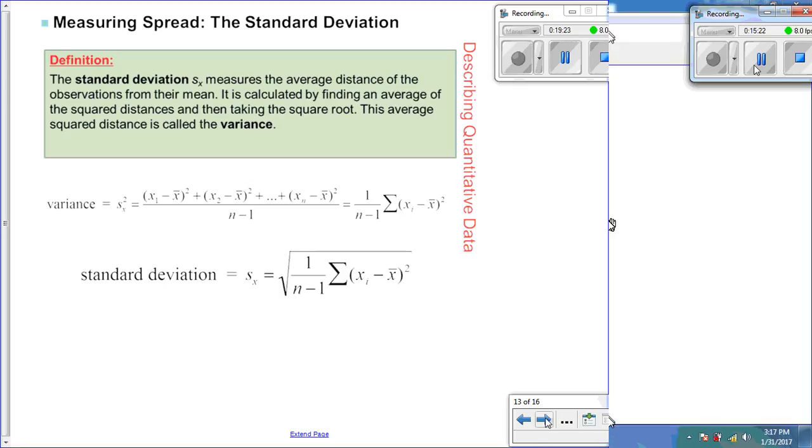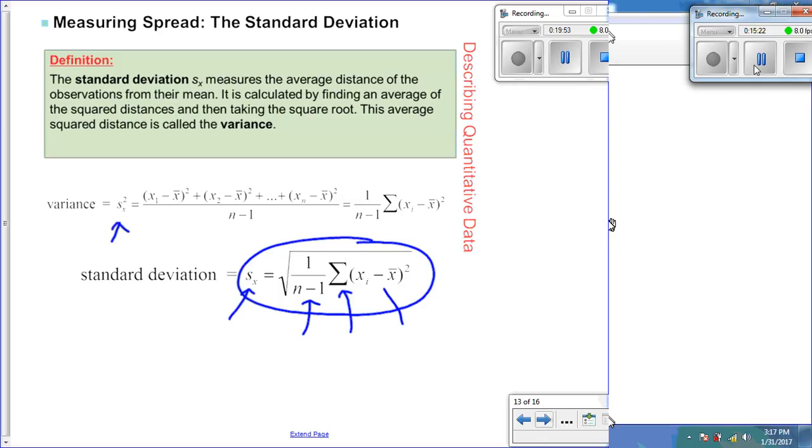So here's your formula, and they show up on your formula sheet like this. So there's your symbol for standard deviation. Your symbol for variance is that same symbol but with an exponent of 2. So this right here, the 1 over n minus 1, that's pretty much the same. Divide by n minus 1. The sigma means add them all up.